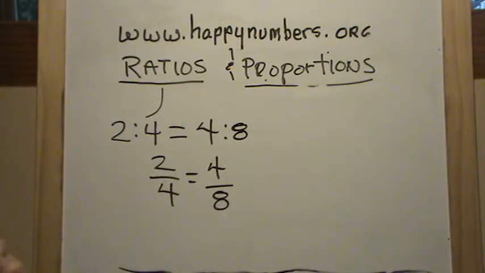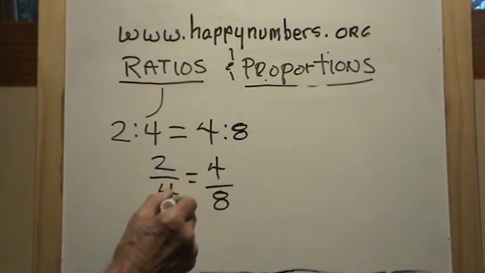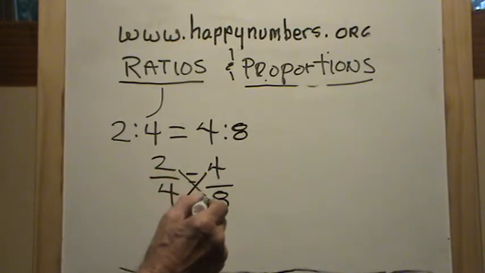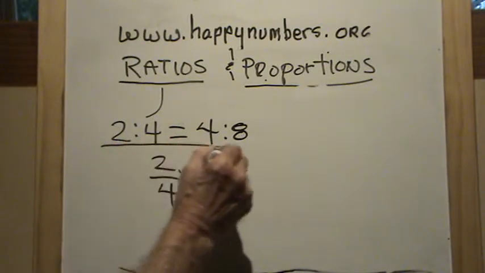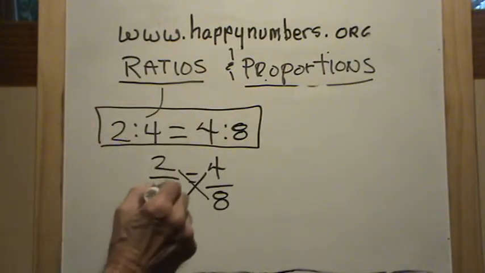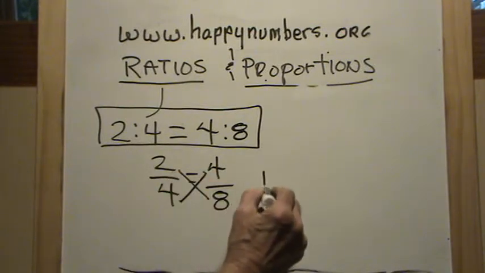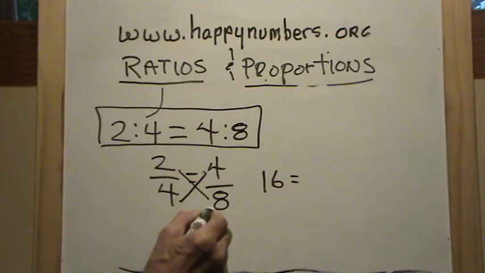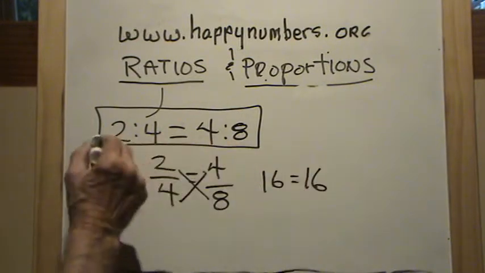And of course we have the property of cross products. If we multiply this and this, and we multiply that and that, if this is a true proportion, then if we multiply this times this, which would be 16, and 8 times 2 is 16, then this is a true proportion.